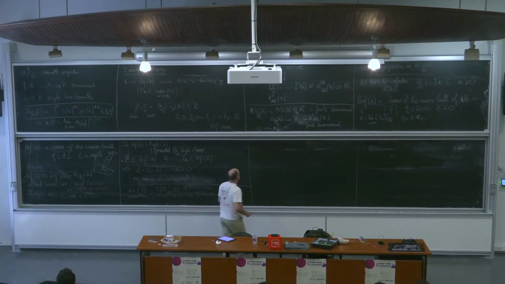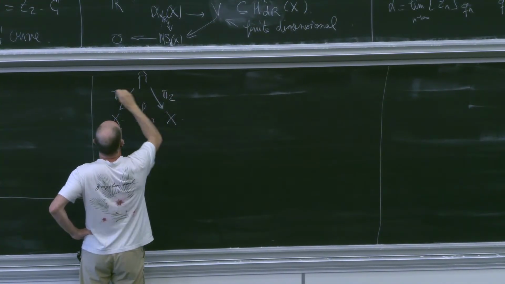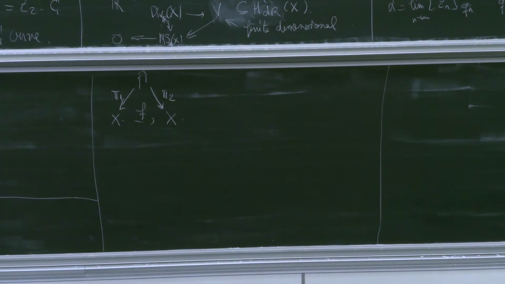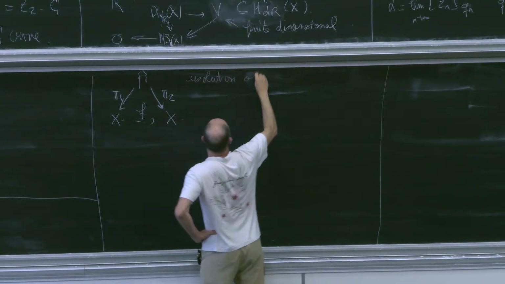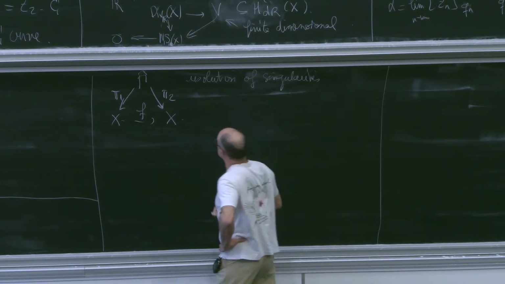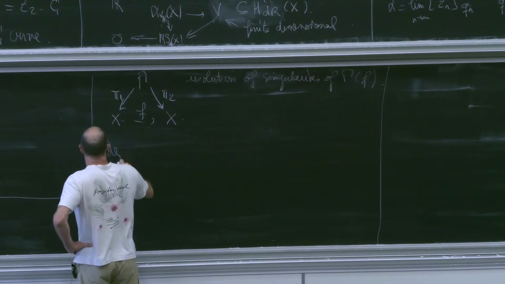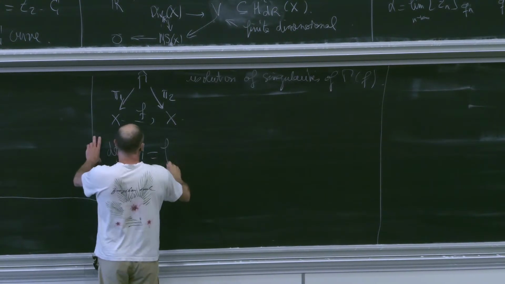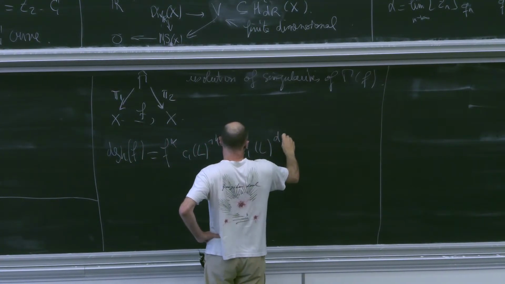Okay, so just to be sure, I have X, f, X. Recall that I look at this diagram where gamma hat was the resolution of singularity of the graph. So the degree k of f, what I said, this is f^* c1(L)^k dot c1(L)^{d-k}.